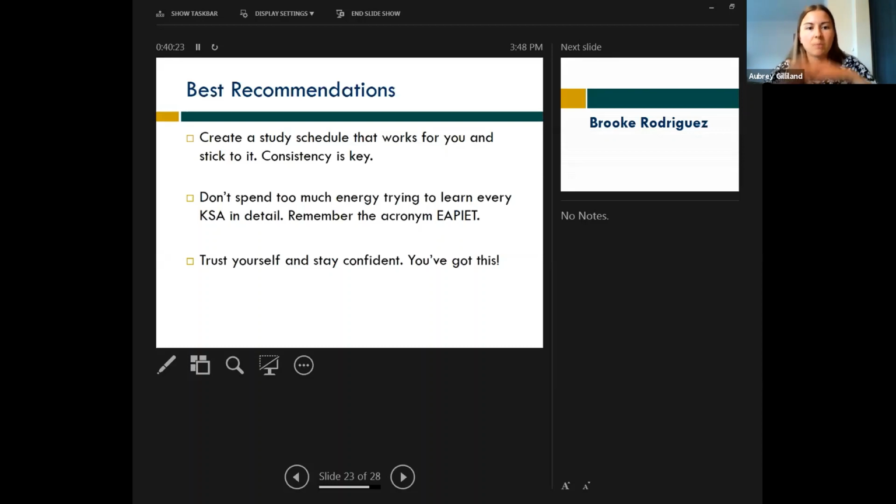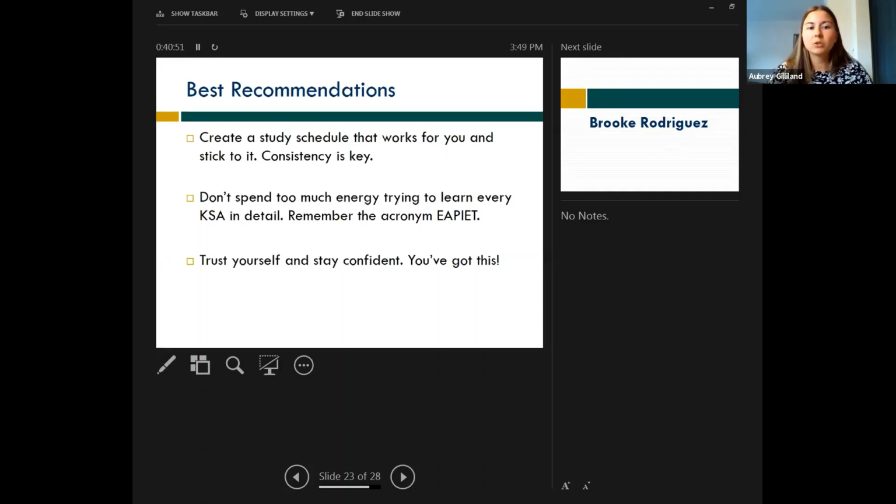You want to think broader, more broad topics, and also remember the problem solving process, the acronym EAPIET: engage, assess, plan, intervene, evaluate, and terminate. The problem-solving process and Maslow's hierarchy of needs, those are some major concepts that you will probably use throughout several scenario questions on the exam.